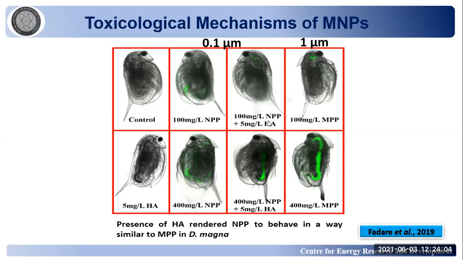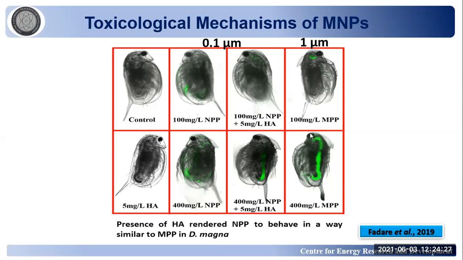But when 5 milligram per liter of humic acid was introduced, we can see in the gut of the animal that it was able to pick up the nanoplastic that it was unable to ingest initially. And at a higher concentration of 400 milligram, you can see that it entered completely into the system of the animal, and the animal was trying to expel it.